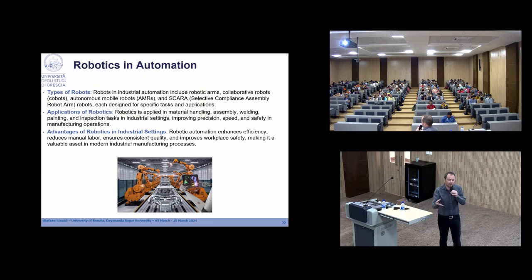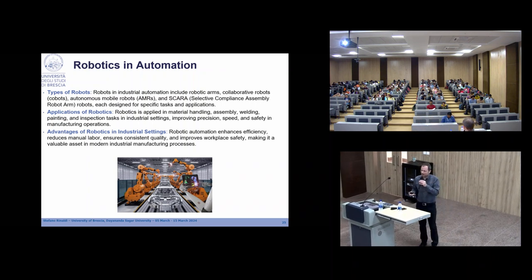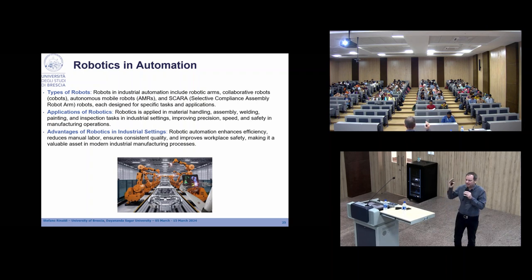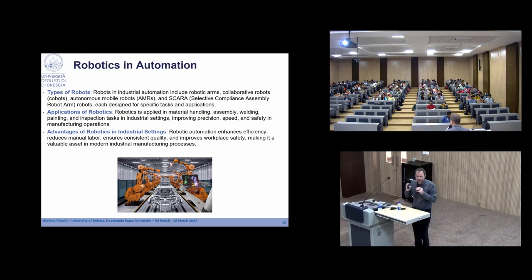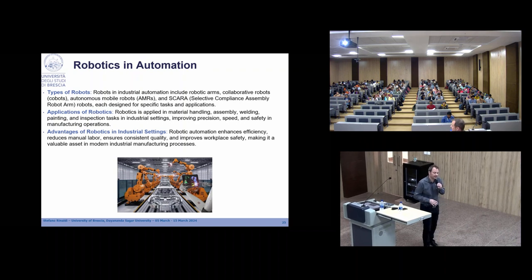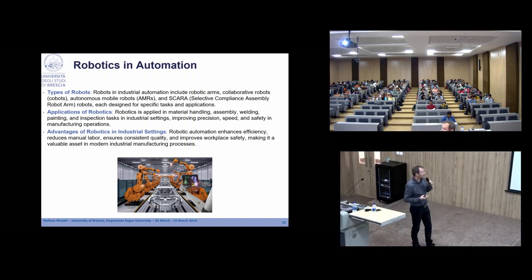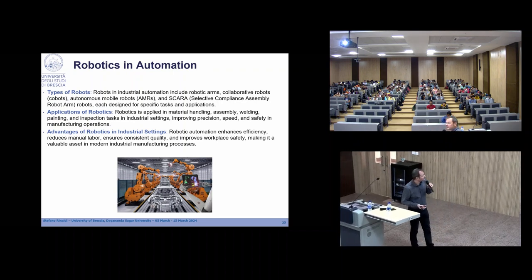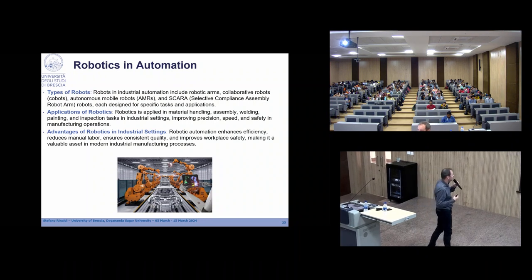But the question that you probably have is, what about robotics? Until now I never spoke about the robots in industrial plants. Of course, in industrial automation nowadays we use a lot of robots. Different types of robots are available in industrial plants, like robotic arms, cobots, the collaborative robots, autonomous mobile robots, SCARA, and so on.